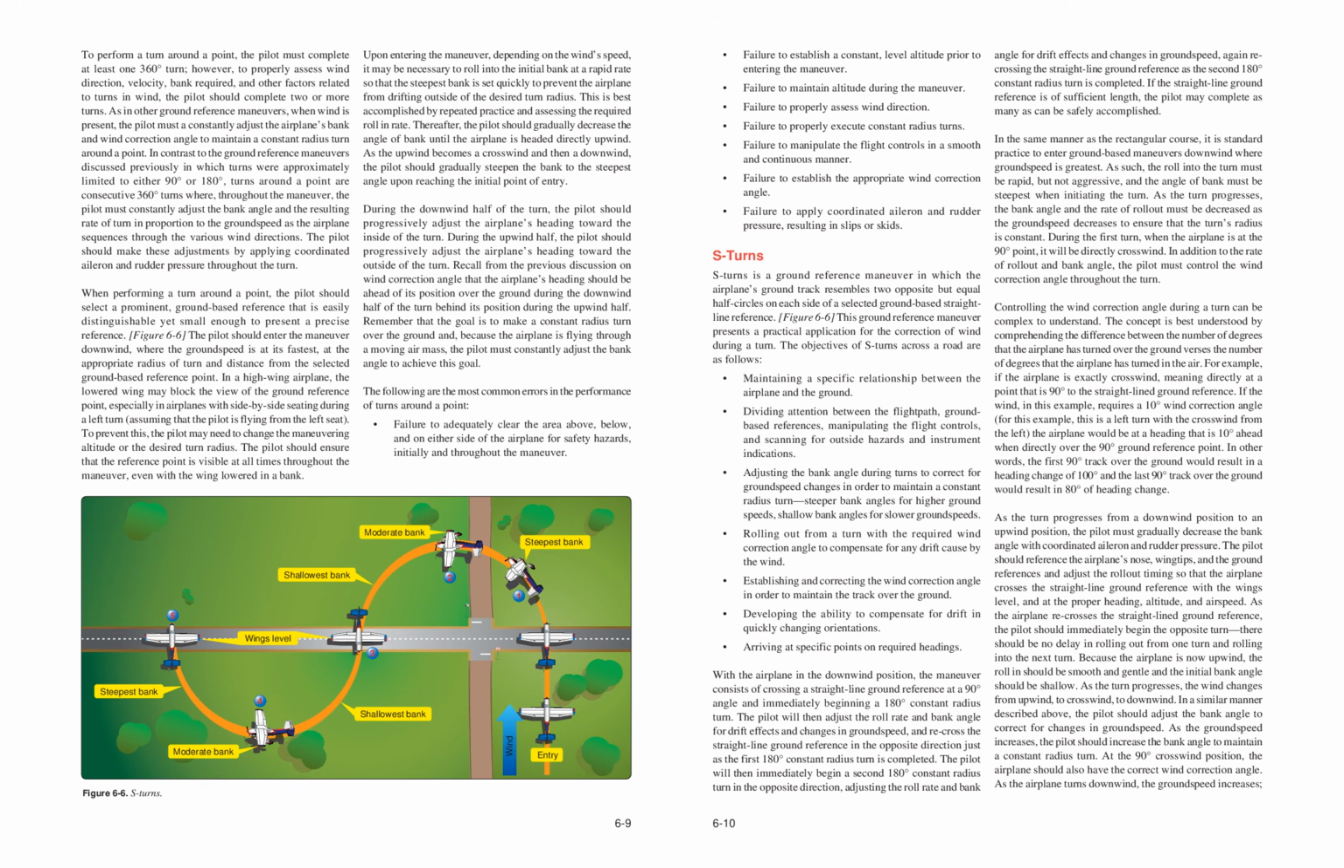In a similar manner described above, the pilot should adjust the bank angle to correct for changes in ground speed. As the ground speed increases, the pilot should increase the bank angle to maintain a constant radius turn. At the 90 degrees crosswind position, the airplane should also have the correct wind correction angle. As the airplane turns downwind, the ground speed increases.